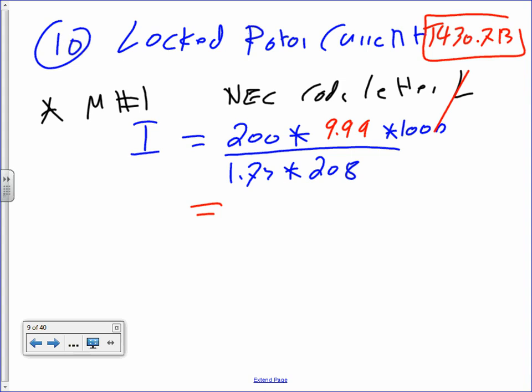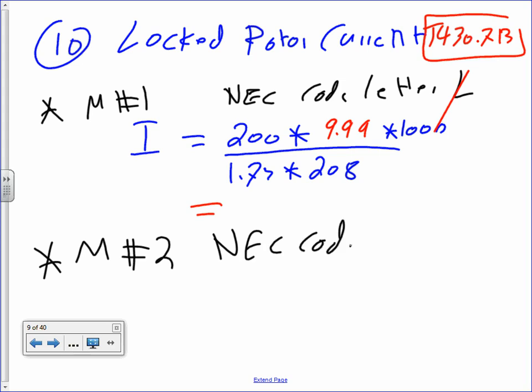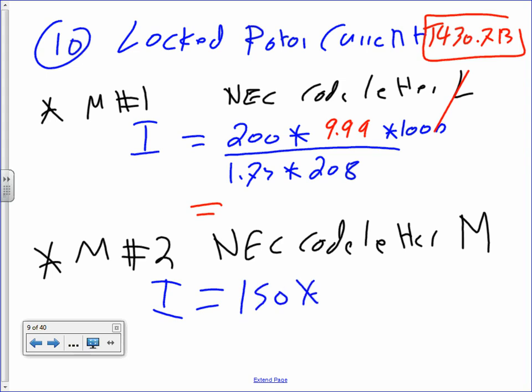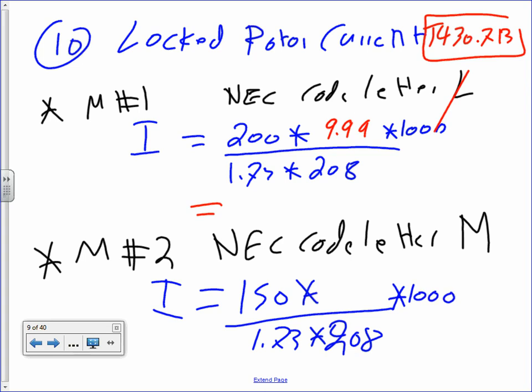And the last one, guys, for M number two, same thing, NEC code letter. And I gave you these for the motors at the beginning. What was the code letter for that boy? That was an M. Code letter M. So let's do the math on that one. I equals 150 times, divided by 1.73 times 208 times 1,000. What's the upper limit for M? 11.19. M is 11.19.